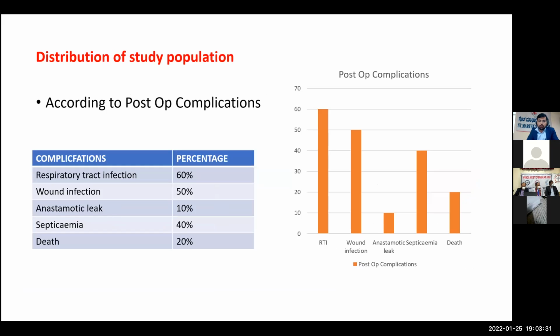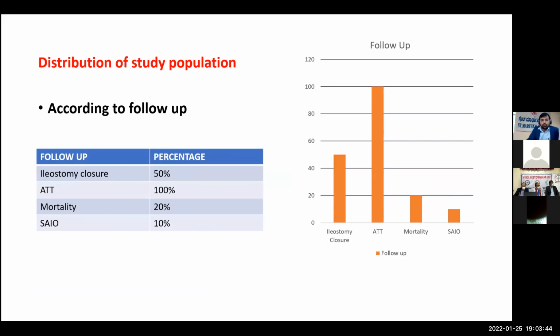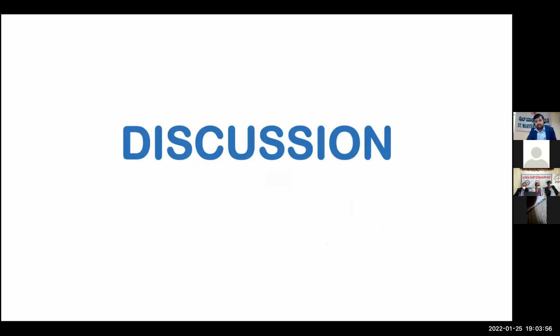Looking at the post-op complications, 60% of our patients had respiratory tract infection, 5 patients, that is 50%, had wound infection, 1 patient had an anastomotic leak, and we saw 2 deaths in our patients. Looking at the follow-up, out of 4 patients who underwent ileostomy, 2 patients underwent ileostomy closure, and they are doing well. All our patients were started on ATT. 2 of our patients faced death. 1 patient came back with symptoms of SIO.